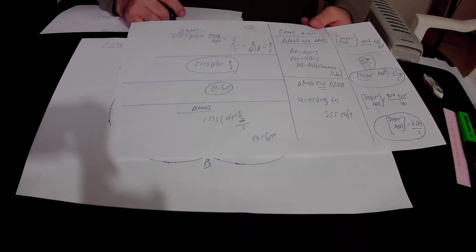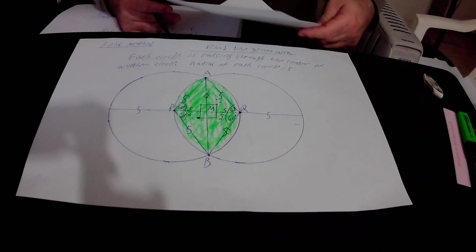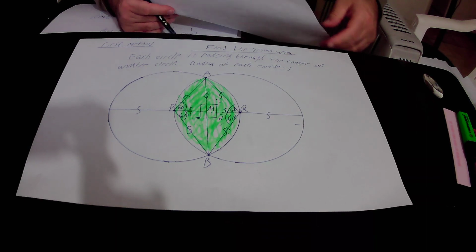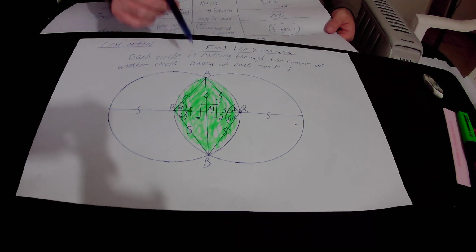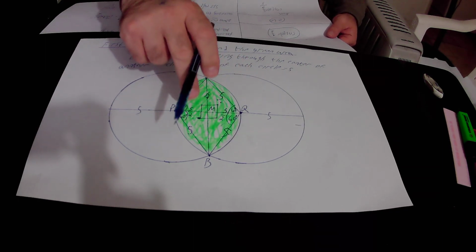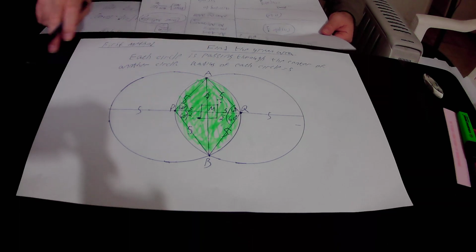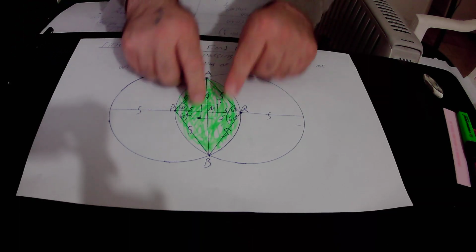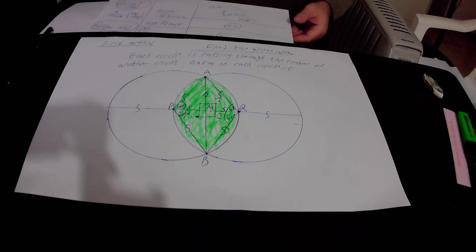Okay, and then we actually proved that triangle AQB can go into triangle APB. Why can those two triangles go into each other?